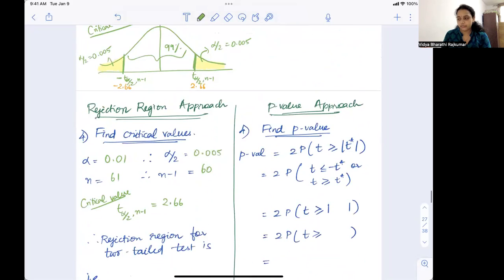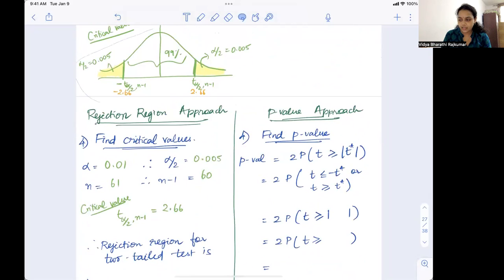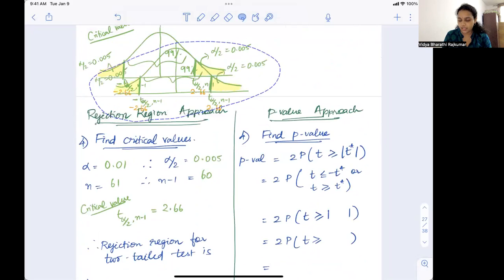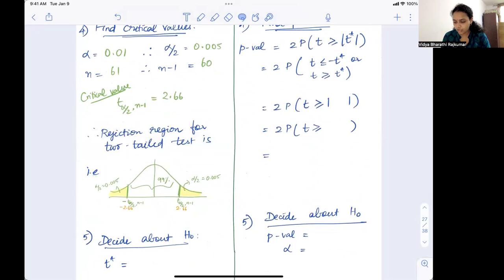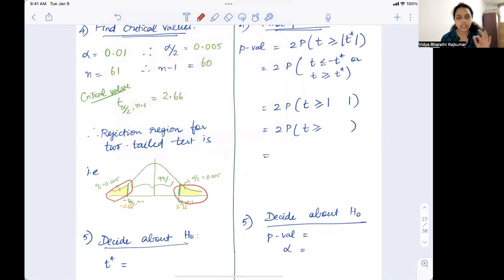Now my rejection region is going to be precisely, let me just copy this and paste it here. So whatever I've circled in red is my rejection region. If our T star falls in any of these red circled areas, then we must go ahead and reject our null hypothesis. If T star is not in those highlighted areas, but somewhere else in the middle, then we don't have to reject it.